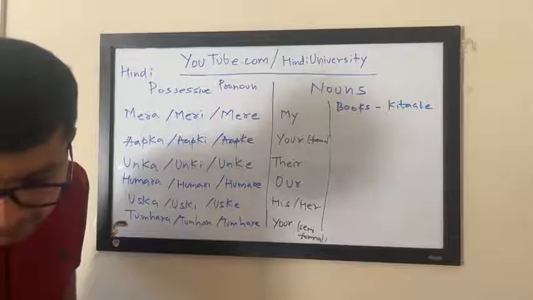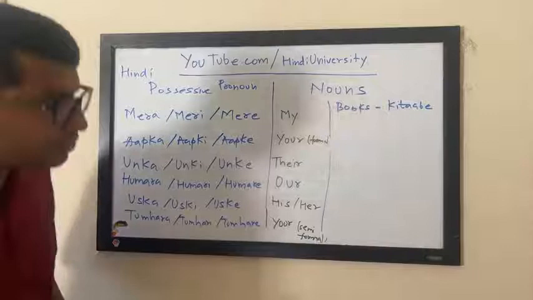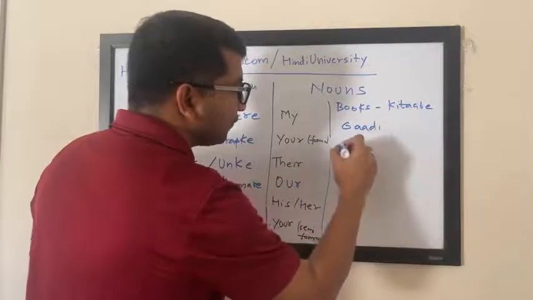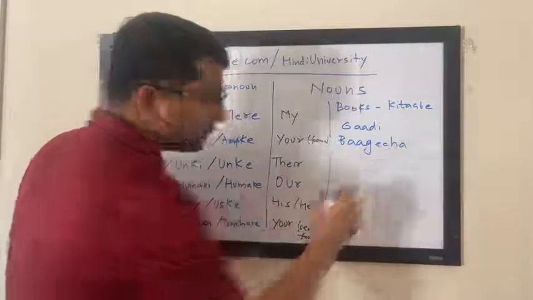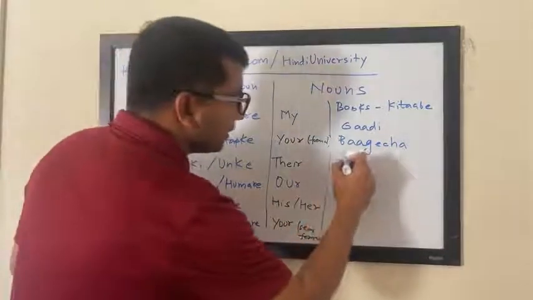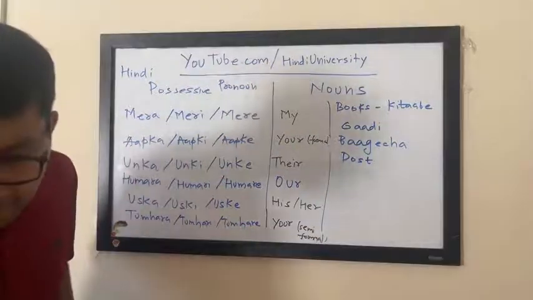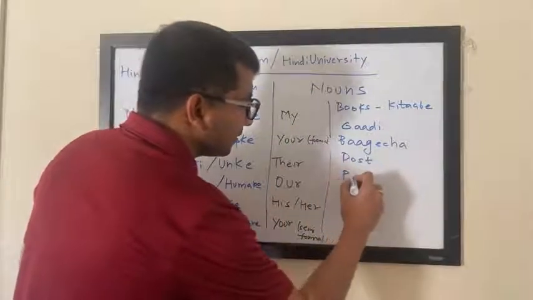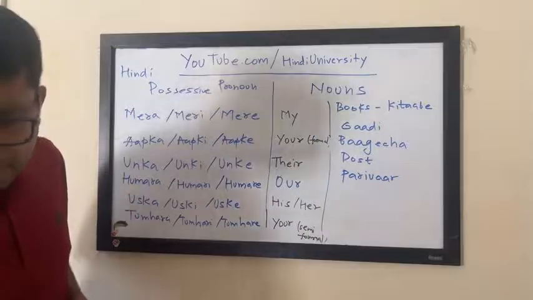Okay, great. Some of you wrote gadi, so I'm going to write gadi as well. Gadi is a car. Some of you wrote bagicha, which is garden. Inga ji has written dost. Don't be shy, just keep writing. Any noun that you can think of. Parivar, okay, great. Parivar is family, as you know.